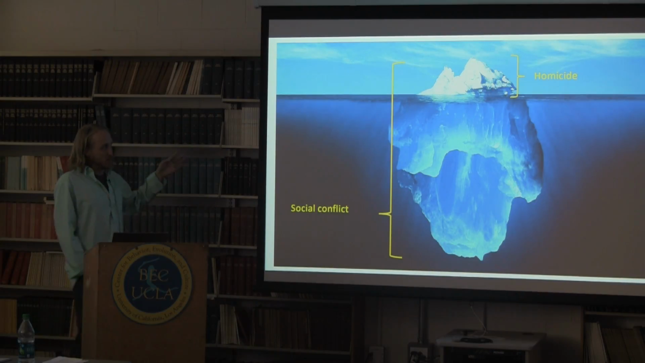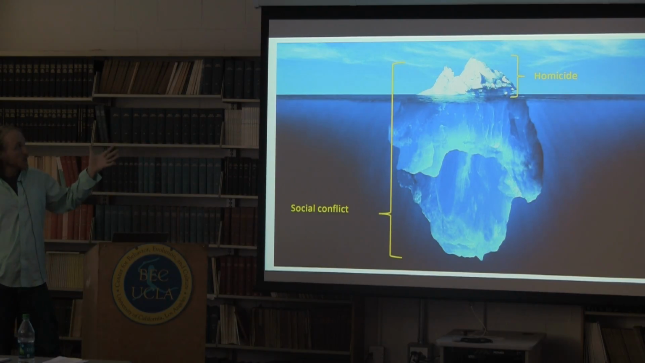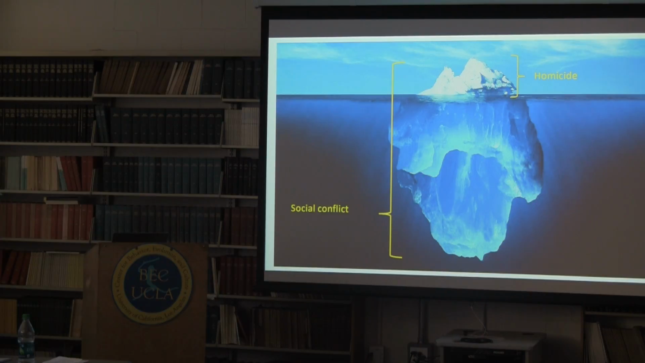So approaching the study of homicide is just one way to look at a broader phenomenon, which is social conflict. And a lot of the ideas, theories, and approaches taken in the study of homicide apply more broadly.